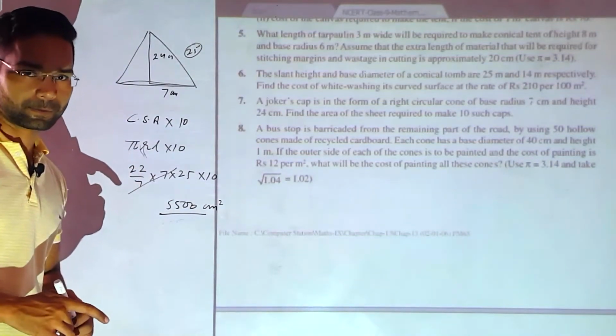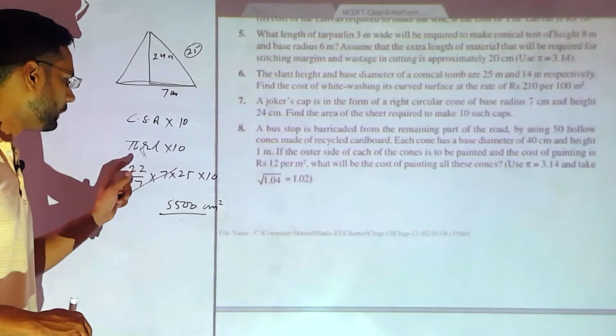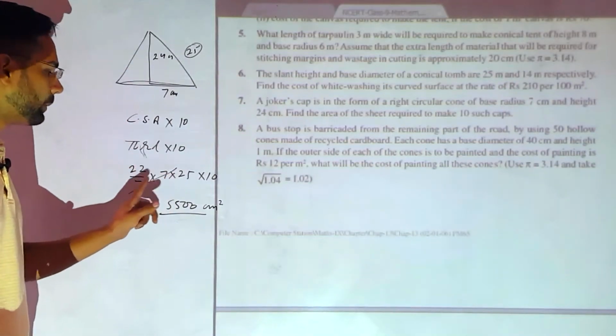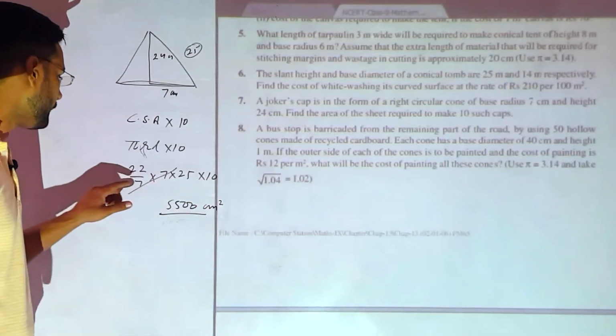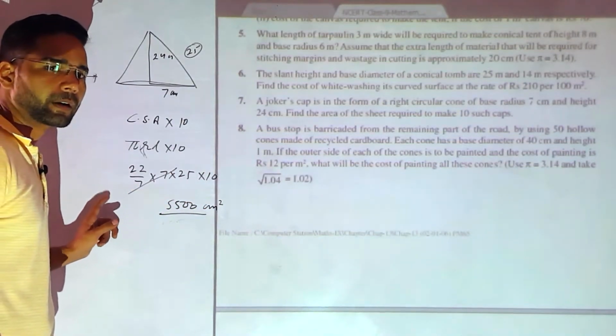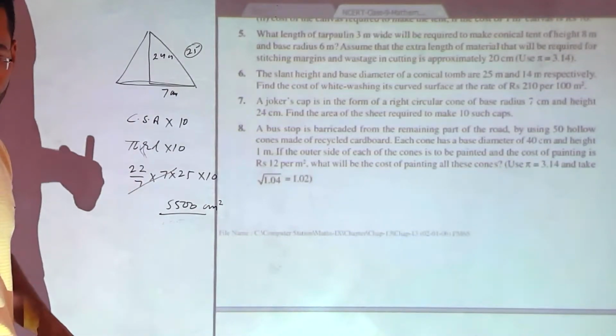It's a very fast trick. 25 double, because 11 into 2 is there, is 50 into 10, 500. 500 into 11 is 5500.